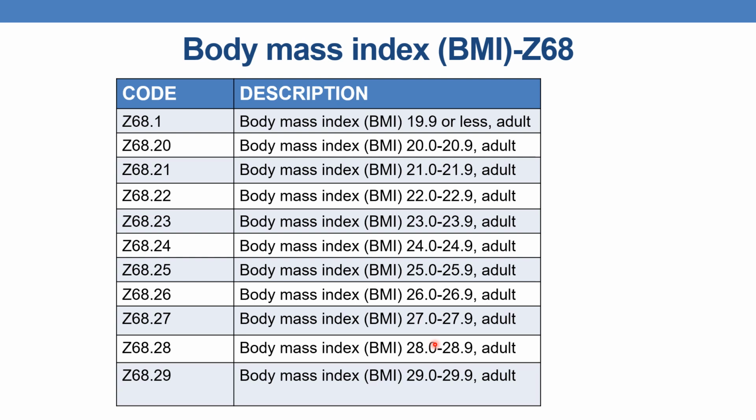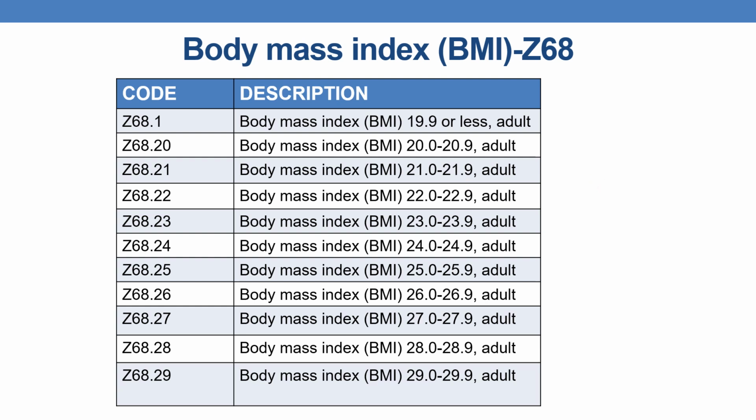The next is Z68.27 when the BMI is in the range 27.0 to 27.9. The next is Z68.28 when the BMI is in the range 28.0 to 28.9. The next is Z68.29 when the BMI is in the range 29.0 to 29.9. Simply from 20 to 29, you can take the decimal of BMI. If you see, Z68.20 is used when the BMI is in the range 20.0 to 20.9, and 21 is used when it is in the range 21.0 to 21.9. But this is a little tricky.